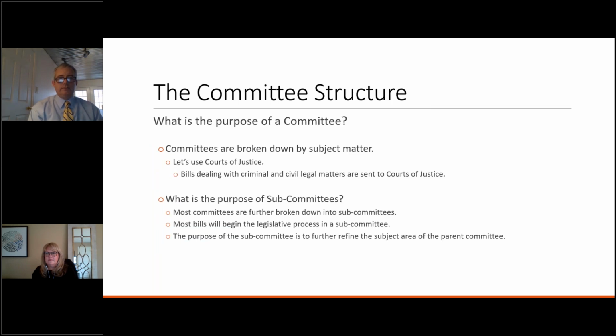Go ahead, Catherine. So why do we have committees? Committees are broken down by subject matter. As VLTA, there are a couple of committees that are important to us and the other committees are less so. One of our important committees is Courts of Justice. Bills dealing with criminal and civil legal matters are all sent to Courts of Justice.